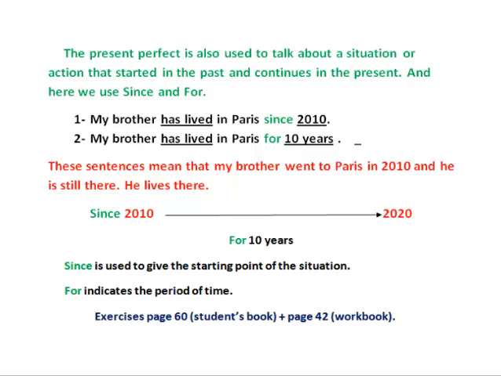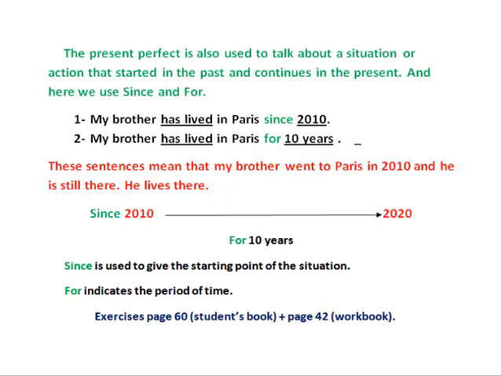Look at the join here. Since 2010. Now we are in 2020. From 2010 to 2020 we have 10 years. So for 10 years. We use since to give the starting point of the situation. Since 2010. And for indicates the period of time.